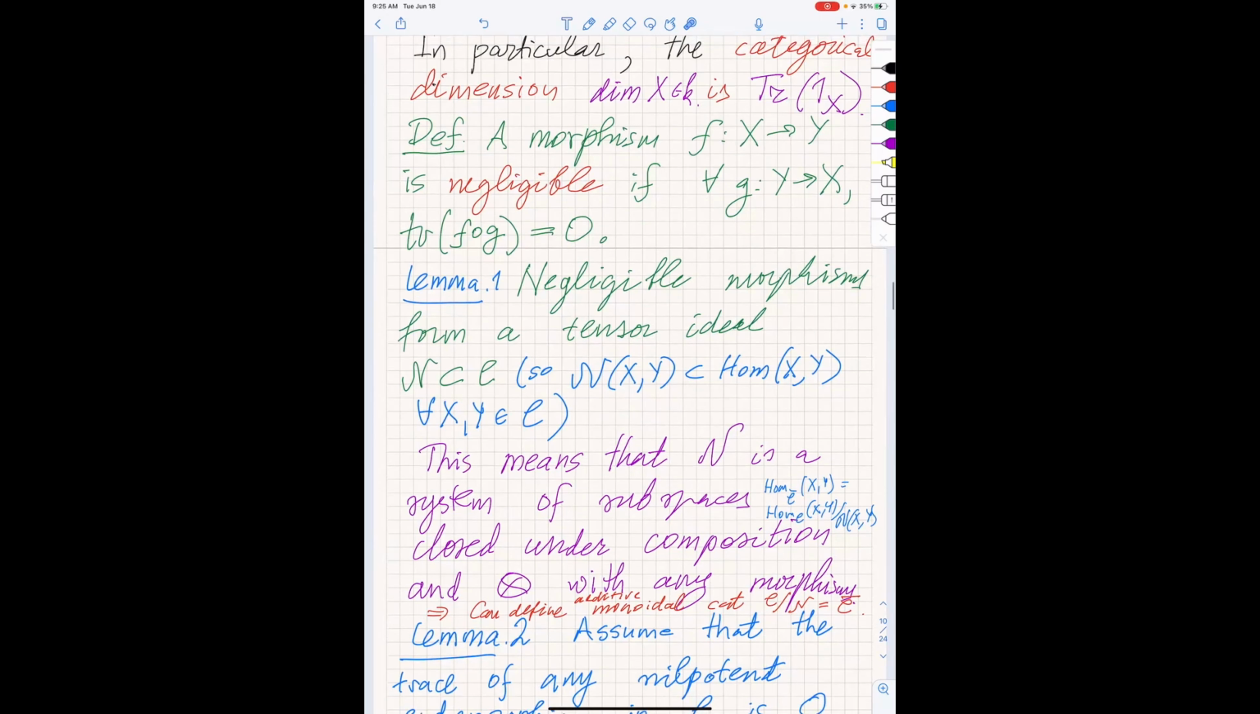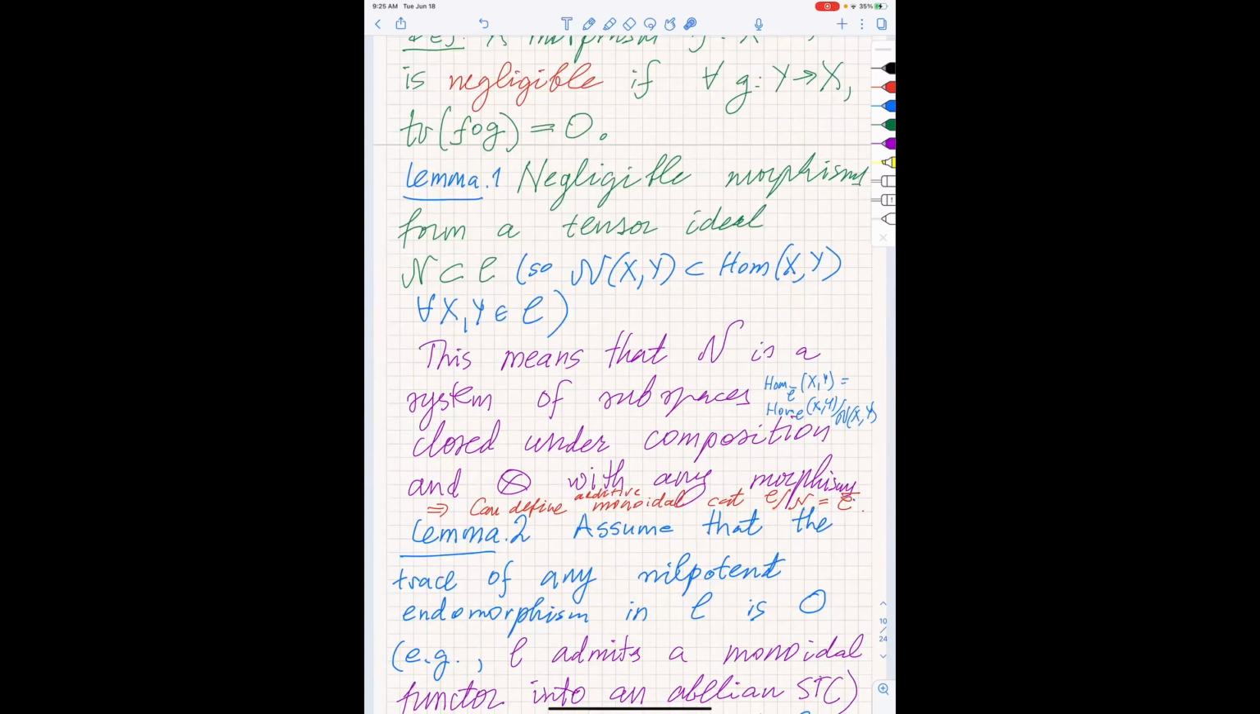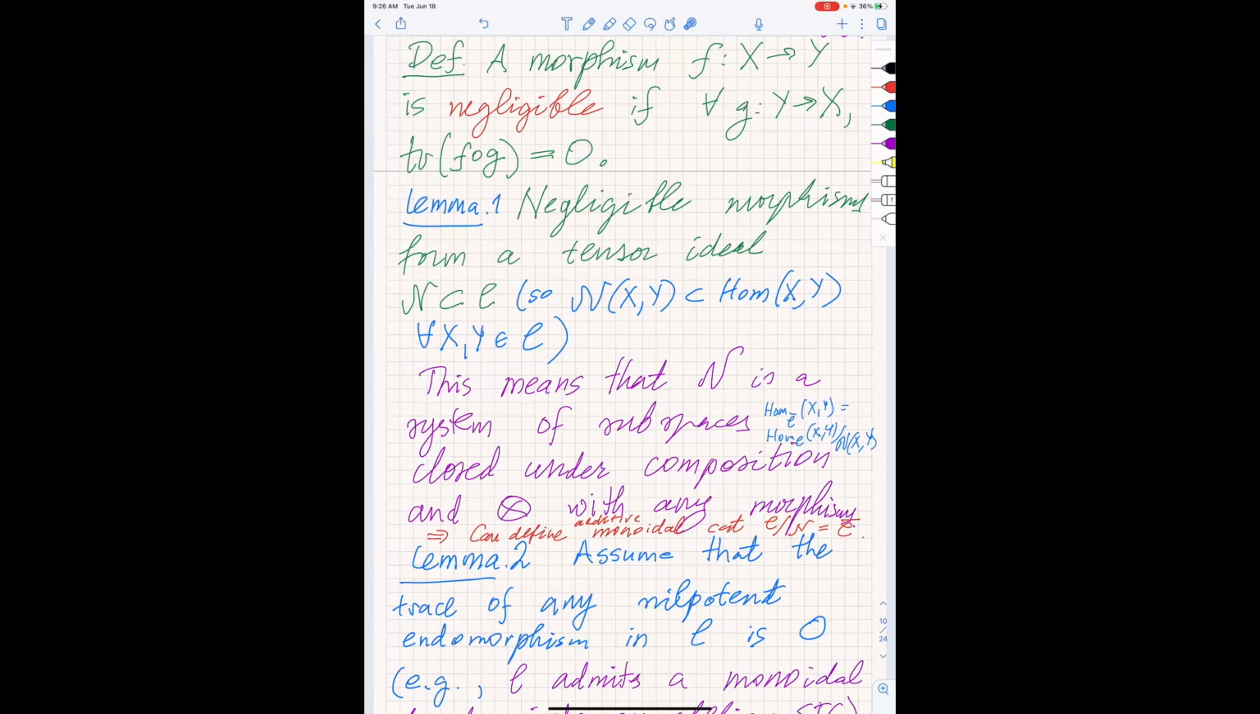And so when you have a tensor ideal N in a monoidal category C, you can define a new category C mod N, which I call C bar, and it is defined as follows. Its objects are the same as in C, but morphisms in C bar from X to Y are morphisms in C from X to Y modulo N(X,Y). So if N is a tensor ideal, then this will be a monoidal category. In particular, we can do it in the case when N is the ideal of negligible morphisms.